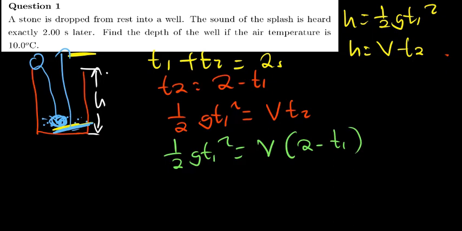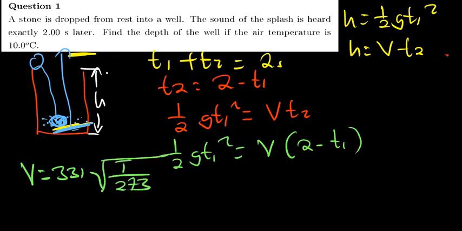But again, we have been told to find the depth of the well if the air temperature is 10 degrees. So I need to find the velocity when the air temperature was 10 degrees, and I know that V is equal to 331 times the square root of the temperature divided by 273. So this temperature we have to change to Kelvin. So I'll say 273 plus the degrees, which is 10. That will be the temperature in Kelvin. So 273 plus 10, which is 283.